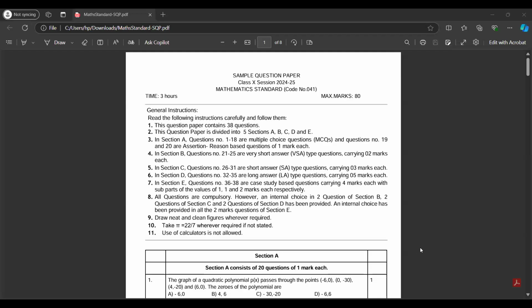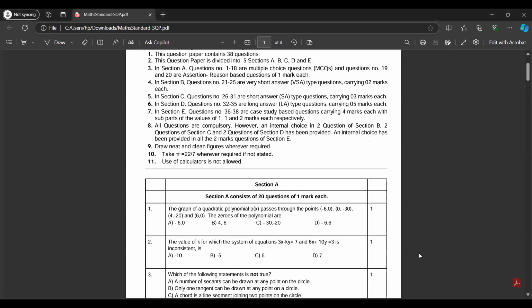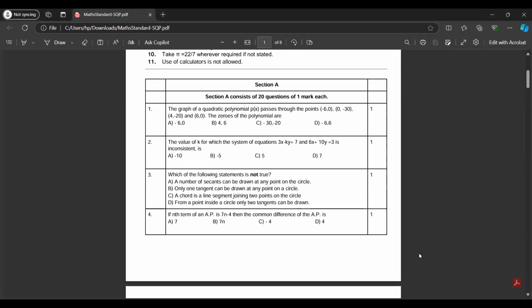Okay. Now see, children, this is a CBSE sample paper. Section A consists of 20 questions of 1 mark. This is a blueprint also. And I will show you the marking scheme also. Okay. See, the graph of the quadratic polynomial p(x) passes through the points (minus 6, 0), (0, minus 30), (4, minus 20) and (6, 0). So you will plot the graph first of all.